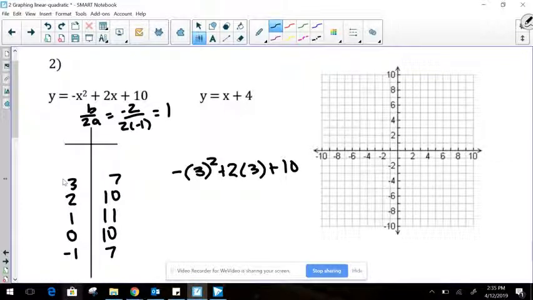Okay, so let's graph these. So I have 1, 11. Oh, geez, that's off the graph. 0, 10, 2, 10, 3, 7, -1, 7, and oh gosh, we have lots of room for more points.